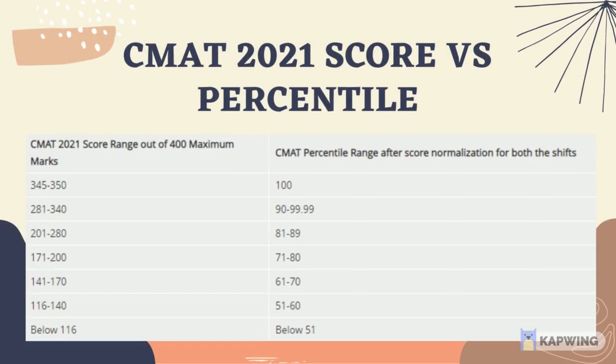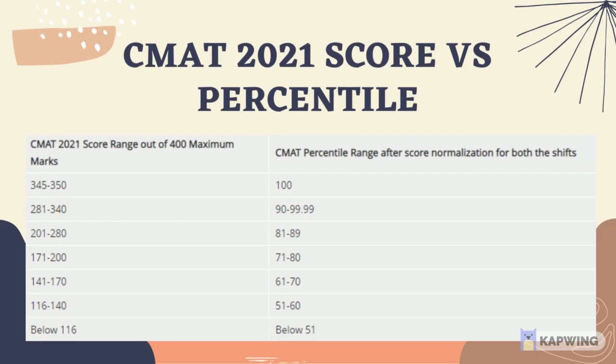Now let's just take a quick look at the score versus percentile for CMAT 2021. As we can see, a score of 280 would give the student a 90 percentile range, and scores up to 340 would be required for 99.99 percentile. A student scoring 345 plus would have been able to score 100 percentile in the CMAT 2021 examination.